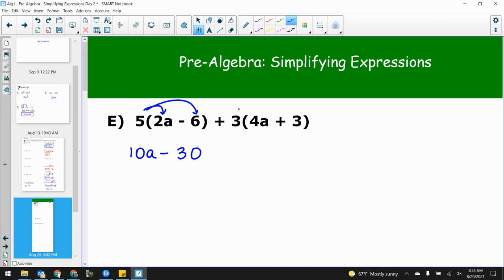And now, what about with the 3? Nathan? 12a plus 9. Good. 12a plus 9. Oh, you're going to see me do that a lot. I change variables into x all the time, and I don't mean to, so sorry if I do that mid-problem. So 10a minus 30 plus 12a plus 9. Make sure you're putting your sign in there. Whenever you distribute twice, it's a very common mistake to just leave that blank right there. Make sure you put a sign in there.